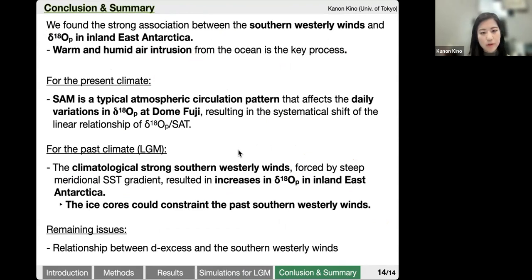And the biggest remaining issue I have now is that we haven't investigated the relationship between DXS, the secondary isotopic indicators, and the southern westerly winds. This is the next work for me. That's all. Thank you.